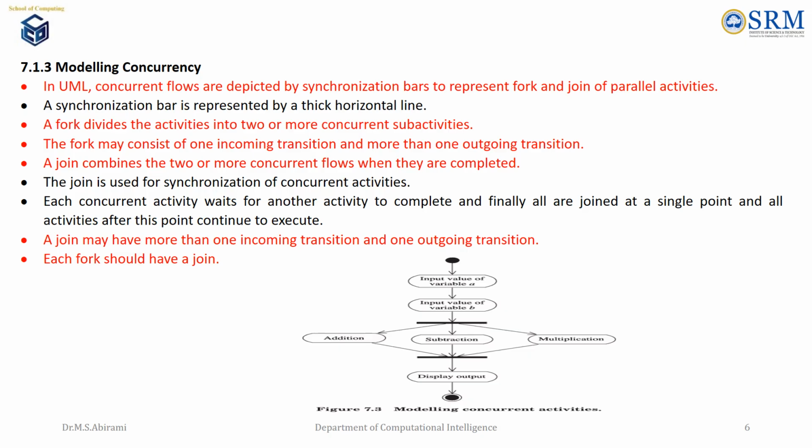So here in figure 7.3, the modeling of concurrent activities is represented as follows: we are inputting the values of A and B, which will be divided into concurrent activities, that is addition, subtraction and multiplication, and finally the output will be displayed.